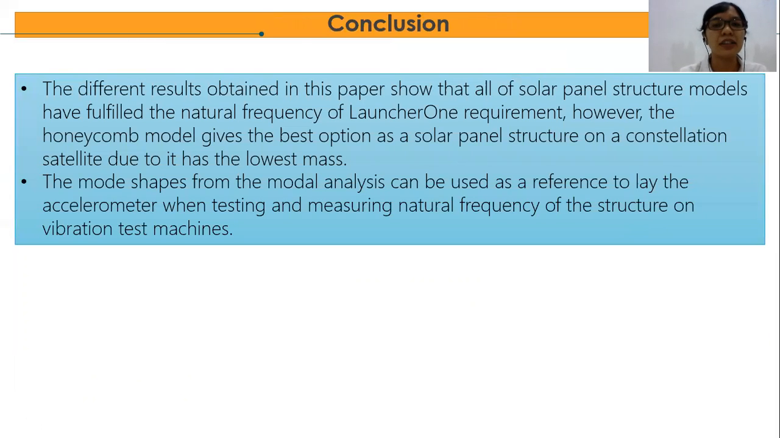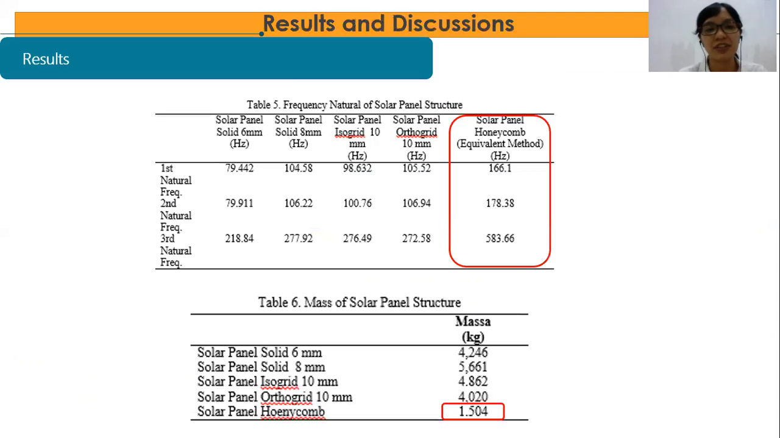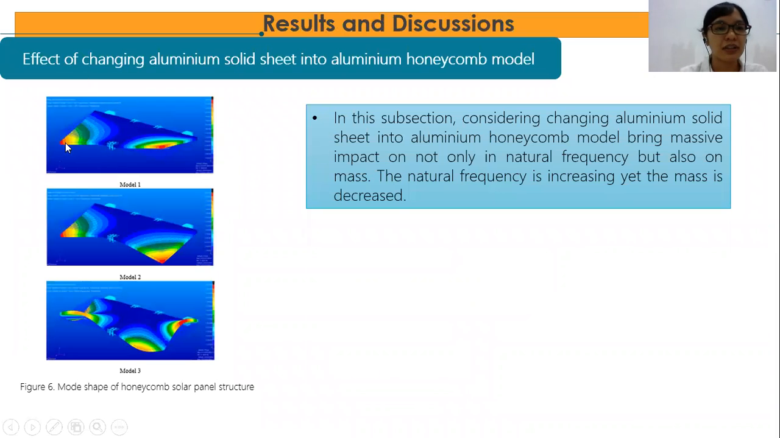The conclusion: the different results obtained in this paper show that all of the solar panel structure models have fulfilled the natural frequency requirement of the launcher. However, the honeycomb model gives the best option as a solar panel structure on a constellation satellite because it has the lowest mass. Not only that, the mode shapes from the modal analysis can be used as a reference to lay the accelerometer when testing and measuring the natural frequency of the structure on the vibration test machine. I mean, we can lay the accelerometer in here.